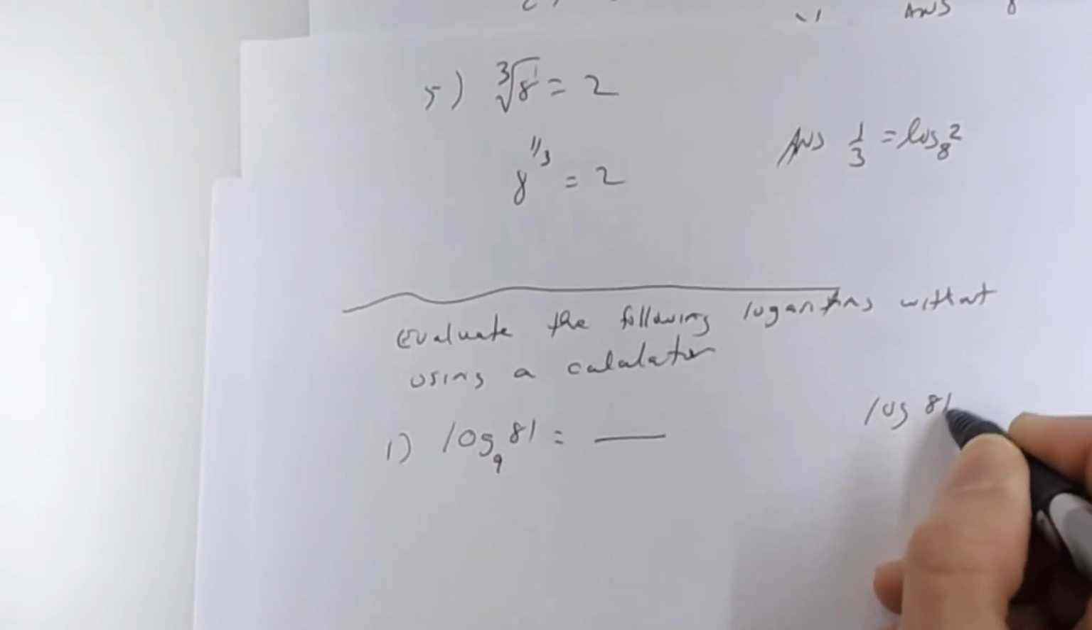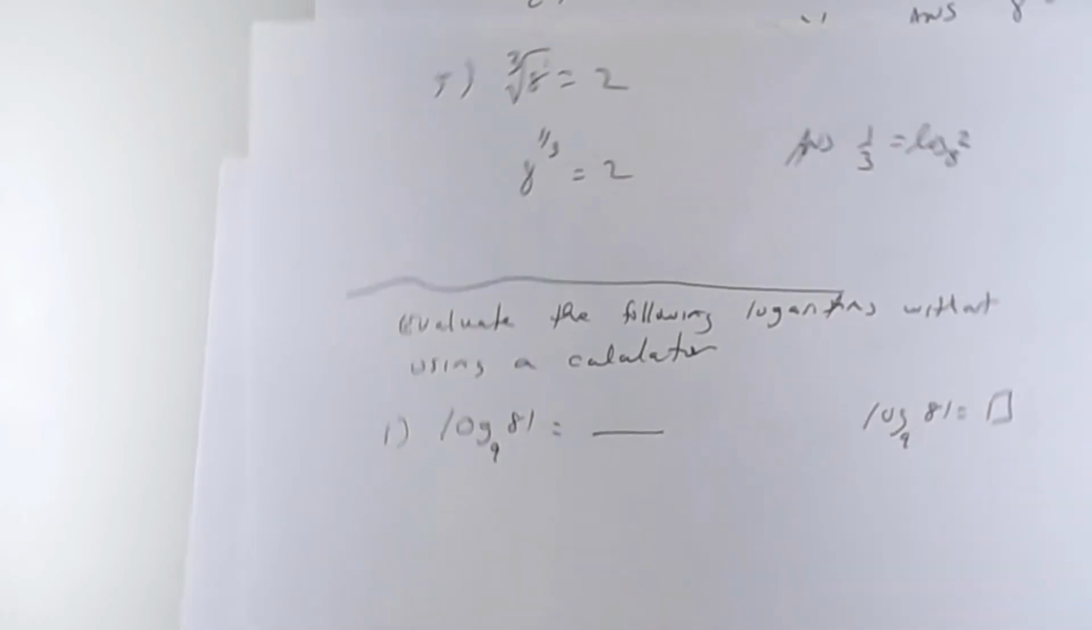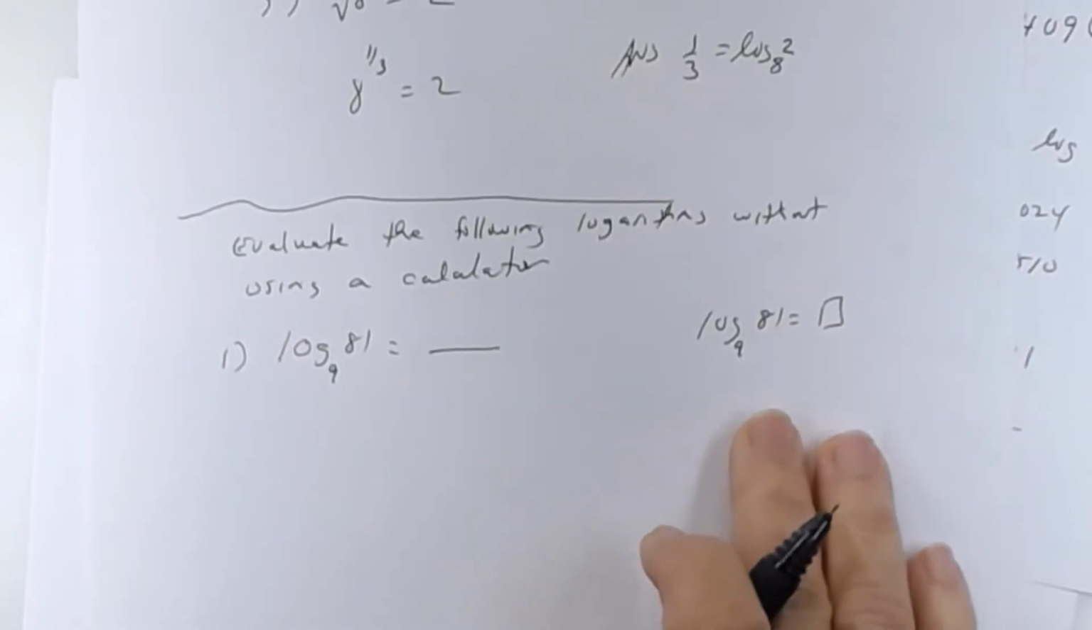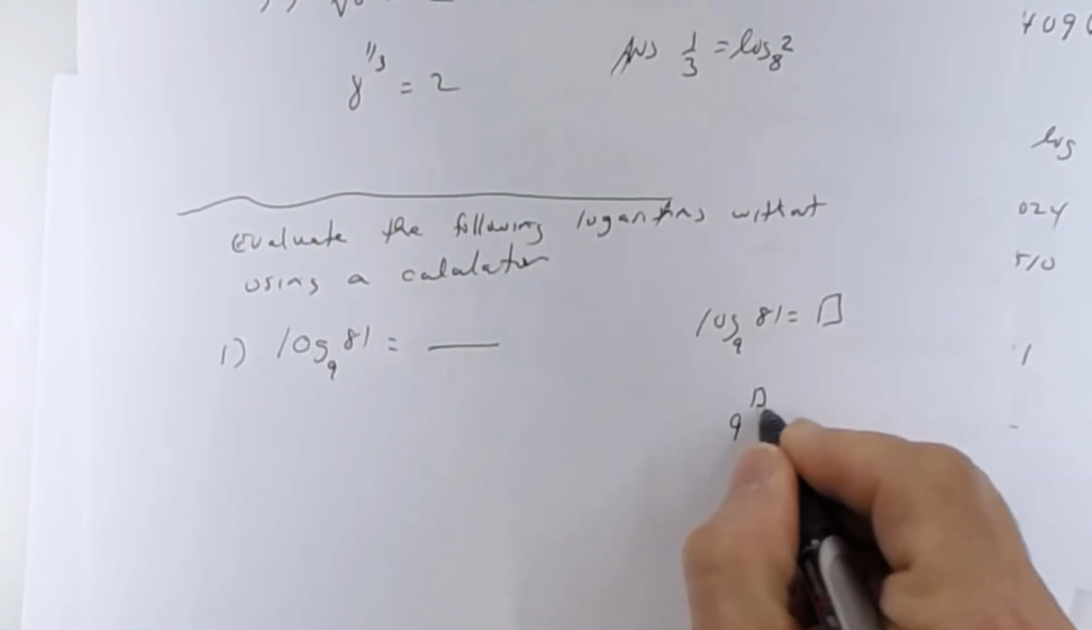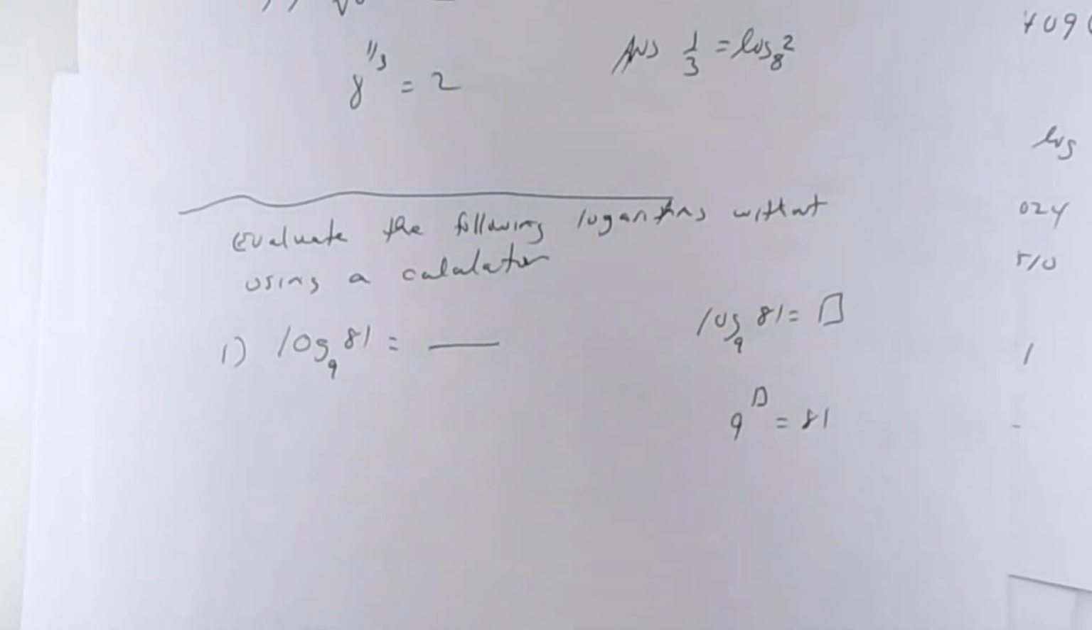Log of 81 base 9 equals box, right? I can change this to an exponential. 9 to the box equals 81. What is box? 2, because 9 squared equals 81. You have to use what you just learned.